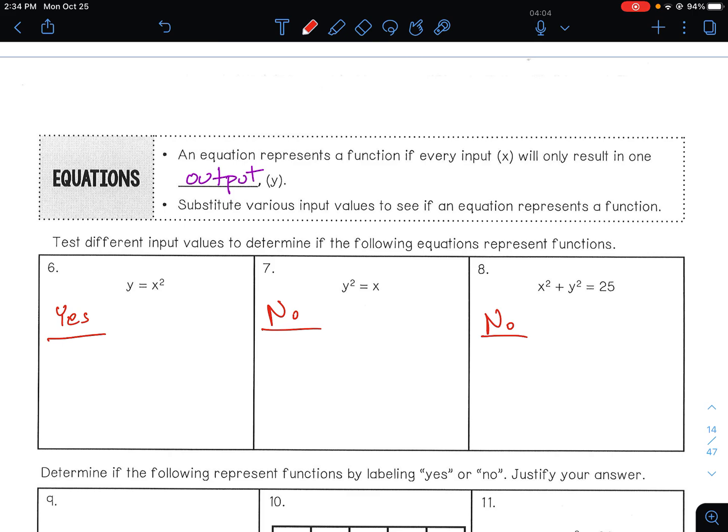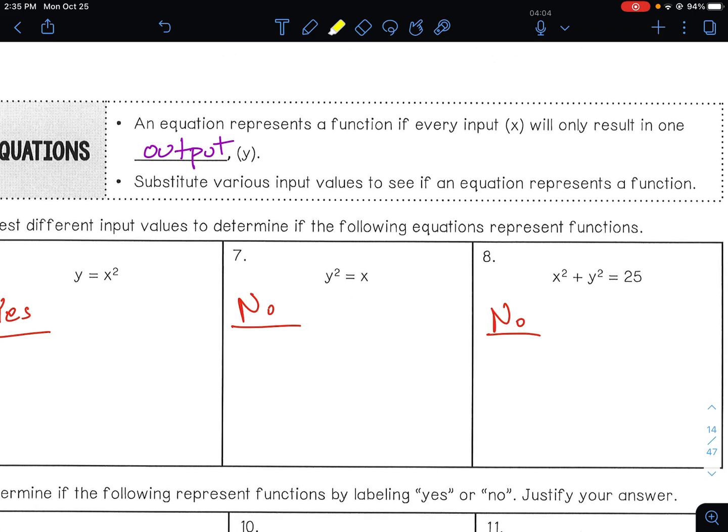Now, rather than graphing everything out, is there an easier way to determine whether an equation is a function? Well, let's see. Can you figure out what this equation and this equation have in common? How is it different from this one?